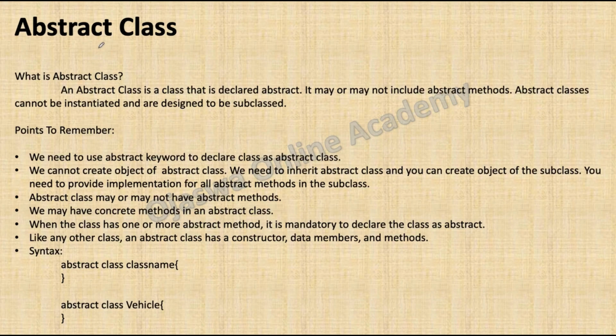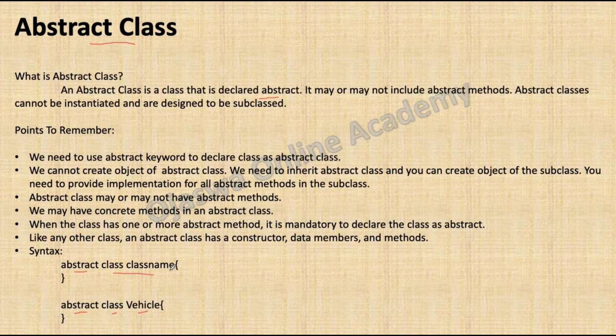Now let us understand what is abstract class. Abstract class is a class that is declared as abstract. It may or may not include abstract methods. How do you declare your class as abstract? The syntax for declaring class as abstract is to use abstract keyword in the class definition. For example, abstract keyword, class keyword and name of the class. You need to use abstract keyword preceding the class definition.